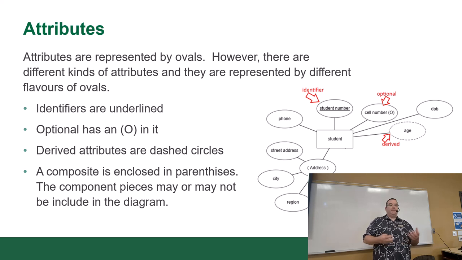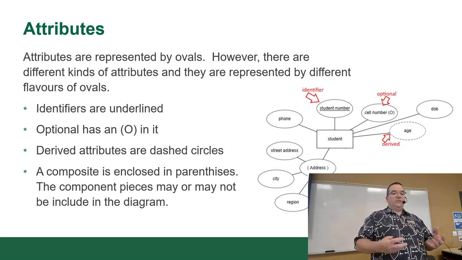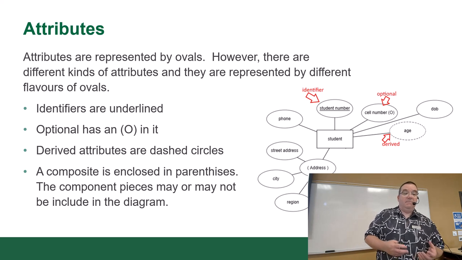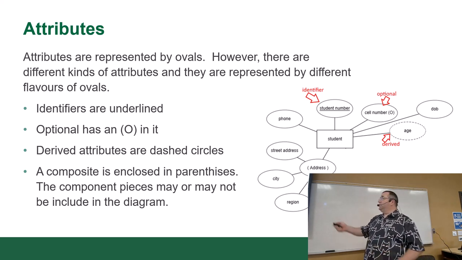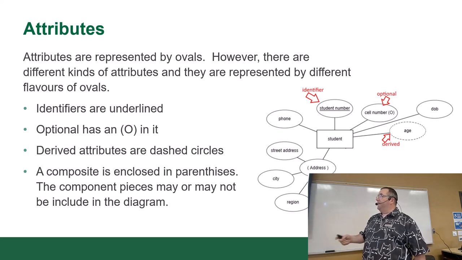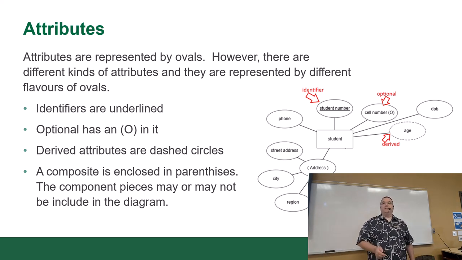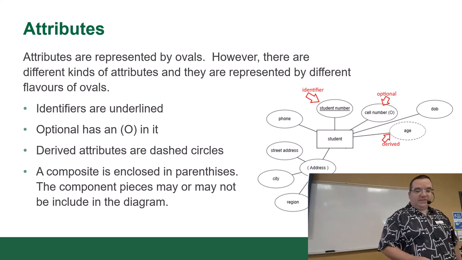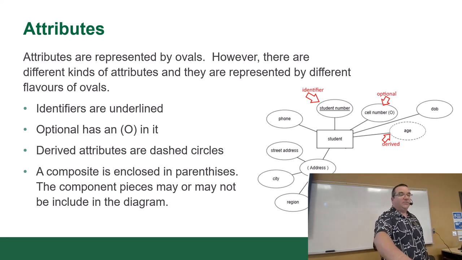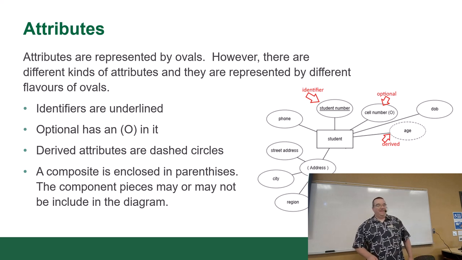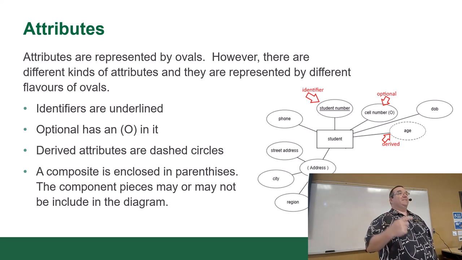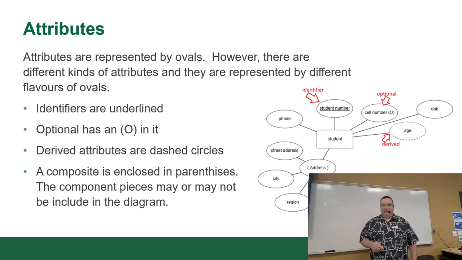And a composite attribute is enclosed in parentheses and then may or may not have the component pieces included. So right down here, the address, you'll see the address is in parentheses. And for those of you that don't know what a parentheses is, a lot of time you hear it called a bracket in programming. They're not brackets, they're parentheses. Brackets are square. They're the ones above the enter key, just so you know. They're the same key as the ones with the braces. Terminology is important in computers. It irritates me when people don't call things the right thing.